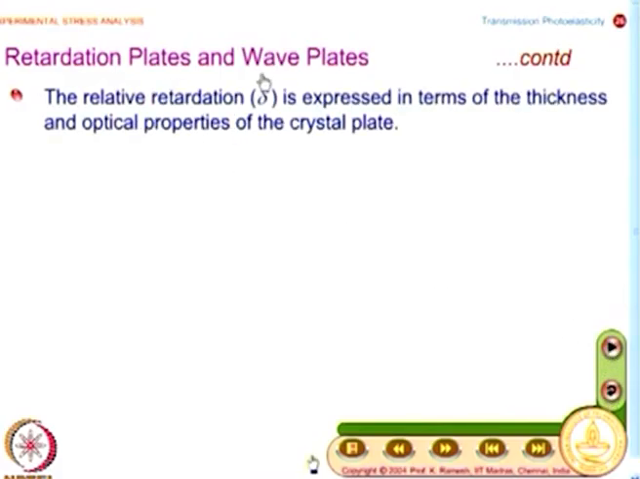So, what we want to do is, we want to express the relative retardation in terms of the thickness and optical properties of the crystal plate. When I say optical property, what are the properties? I have refractive index n1 and refractive index n2, or n, you can also classify it as ordinary ray refractive index and extraordinary ray refractive index, that is fixed for a crystal.